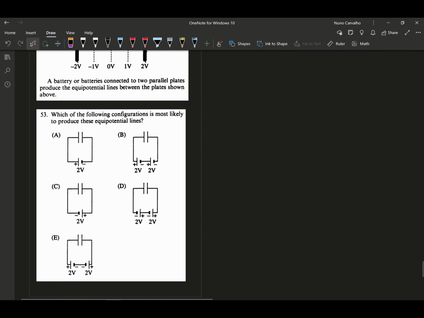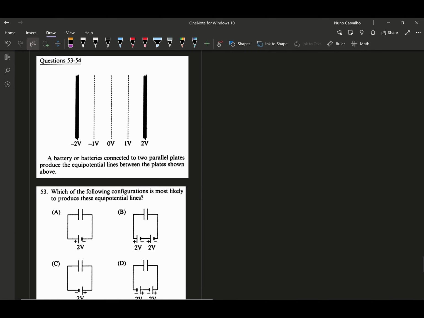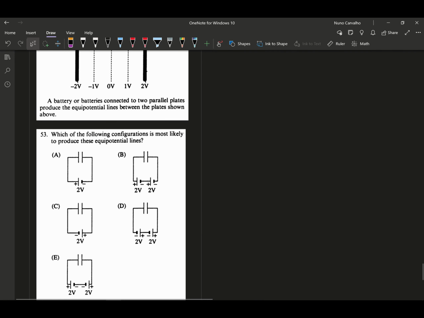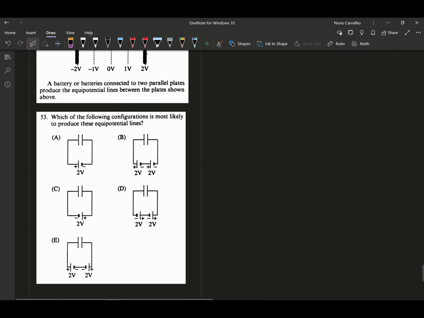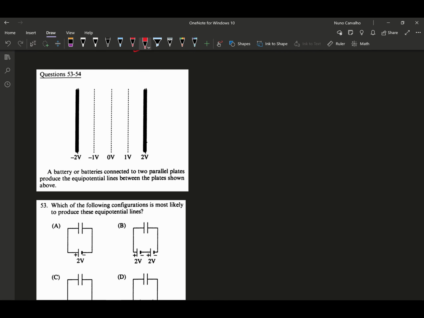Number 53, we are told that we have a battery or batteries connected to two parallel plates that produce the equal potential lines between the plates shown above. And we're asked which of these configurations is most likely to produce these equal potential lines. Well, we don't really have to care too much about most of these equal potential lines. We actually just care about the difference in voltage between this plate and this plate. And if you just count, that's going to be a difference of 4 volts.